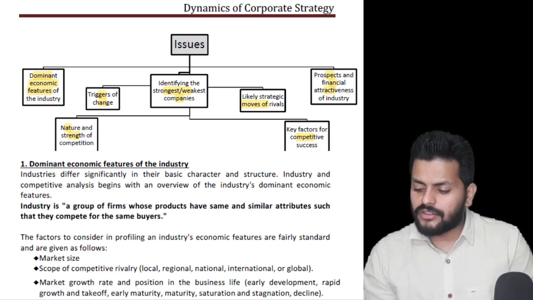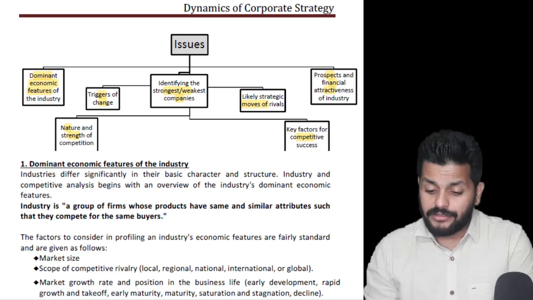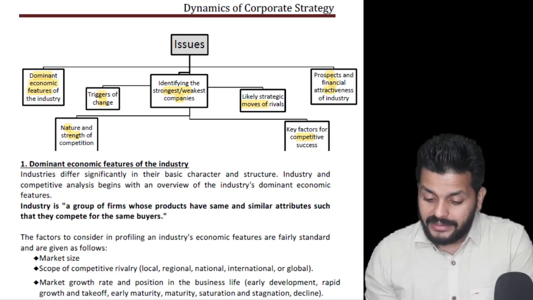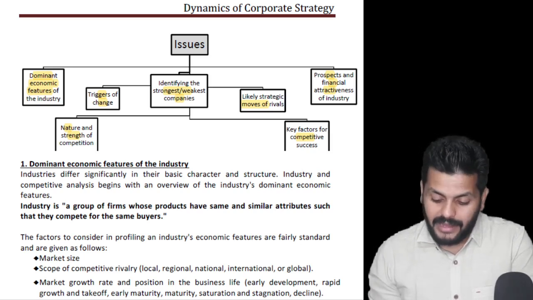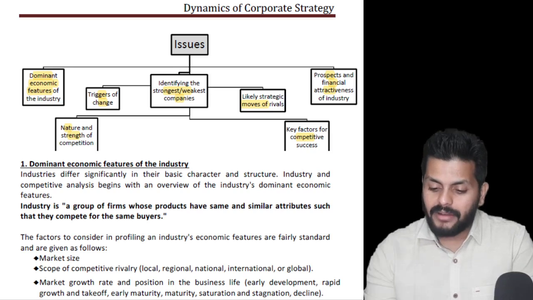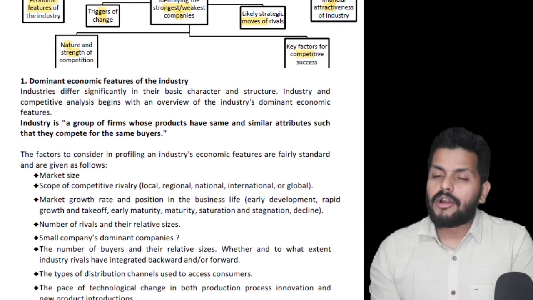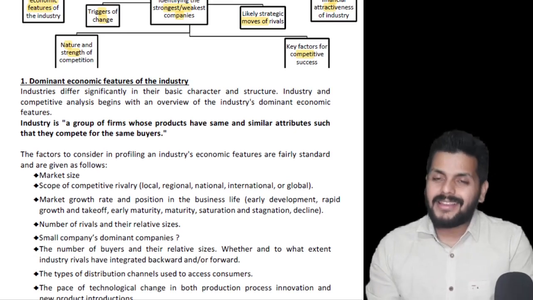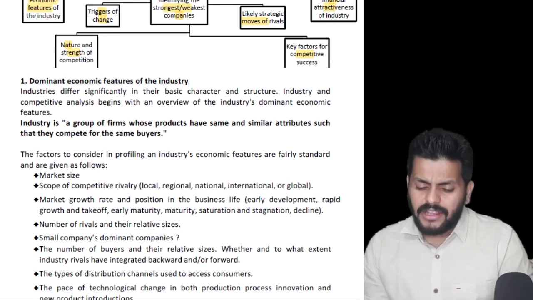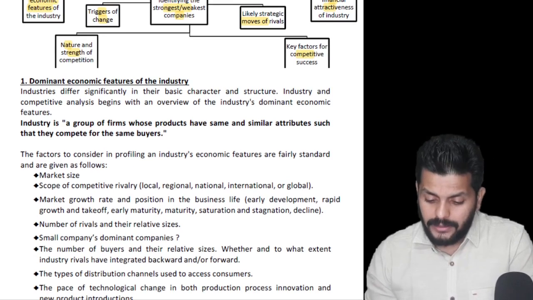A long list of points are there called the dominant features. Nothing to worry, because I guess you have seen all this in economics in the past, but we will try and have a relook at all of this again. But before I proceed further, I want all of you to know the definition of this word, industry.